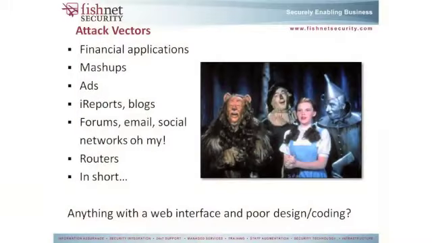For example, White Hat Security, actually, there was a cross-site scripting vulnerability that was found in White Hat Security's web application. It wasn't actually their site, it was one of the ads that was going through there that was vulnerable. So there's a lot of nasty stuff out there. iReports, blogs, forums, email, social networking, pretty much you name it, routers, and in short, anything with a web interface that has been poorly designed or poorly coded is a potential attack vector.